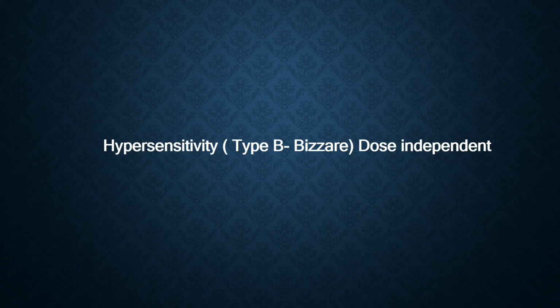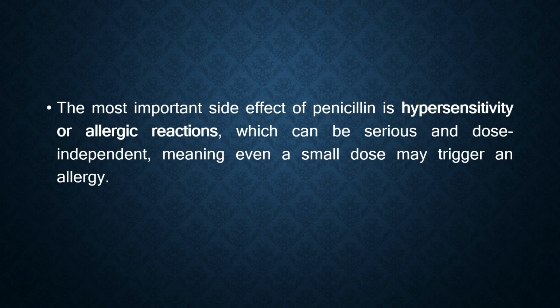There are many types of the adverse drug effects that include A, B, C, D, E, and F, and so many. So A is the augmented one, and that is dose dependent, while B is the bizarre, that is dose independent. So penicillins produce dose independent hypersensitivity reactions.